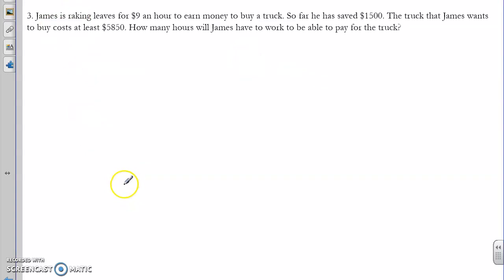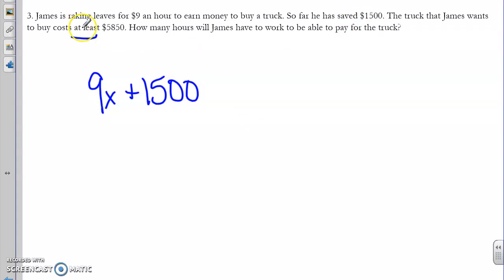Number 3, James is raking leaves for $9 an hour. He wants to buy a truck. He already has $1,500 saved up, but the truck he wants costs at least, very important, at least. So I'm working $9 an hour. So $9 x, $9 per hour means to multiply. But I already have $1,500. So I'm going to add that to what I make an hour.